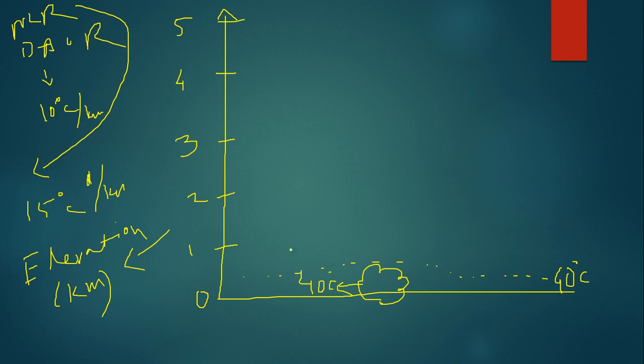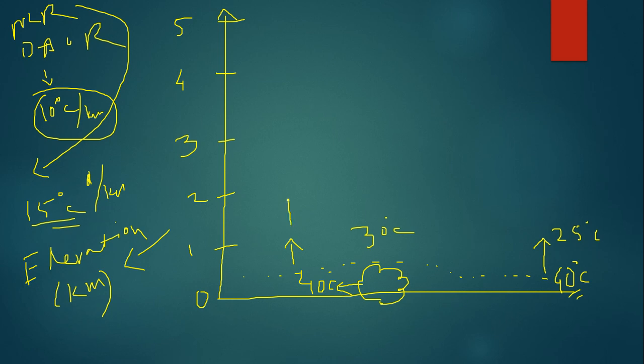Now, if I move 1 kilometer in the upward direction, the temperature of the parcel of the air will become 30 degrees C. Why? Because the temperature value is declining at the rate of 10 degrees C per kilometer, following the principle of dry adiabatic lapse rate. Now, for the surrounding air, if I move 1 kilometer above, the temperature value will fall at the rate of 15 degrees C per kilometer. So 40 minus 15, the temperature has become 25 degrees C.